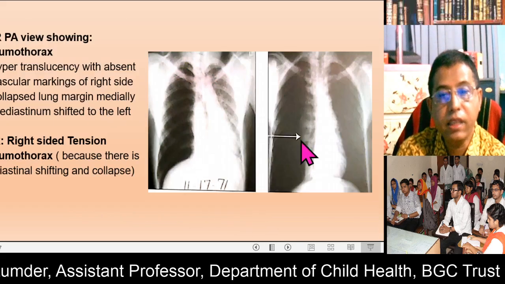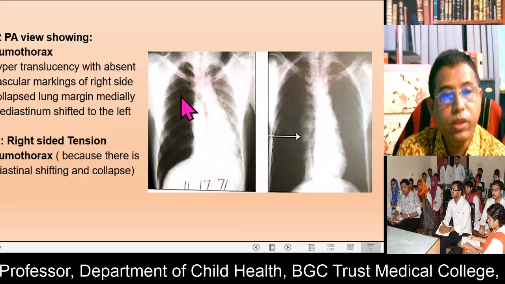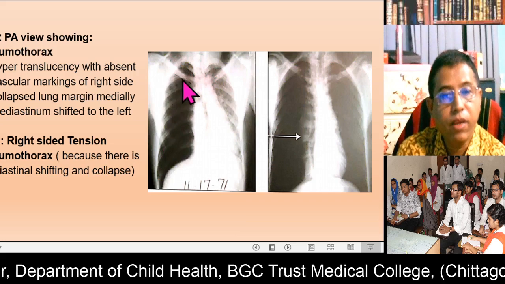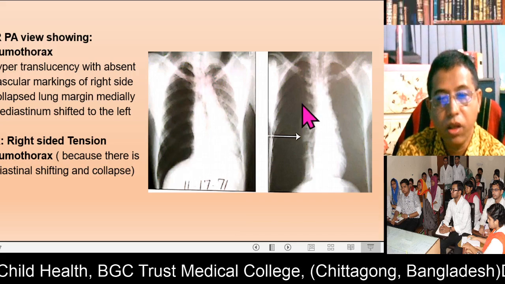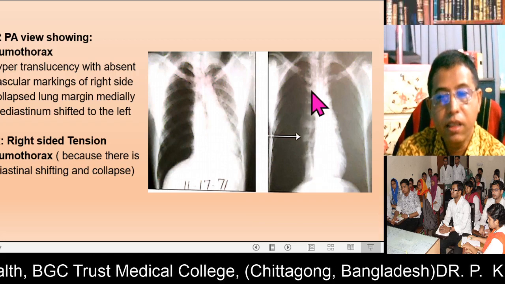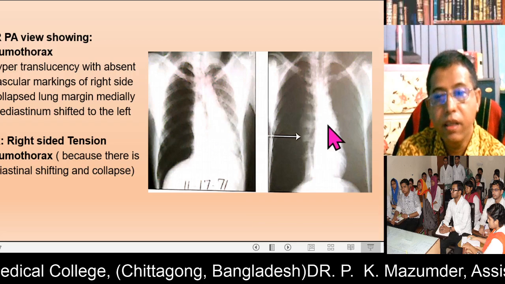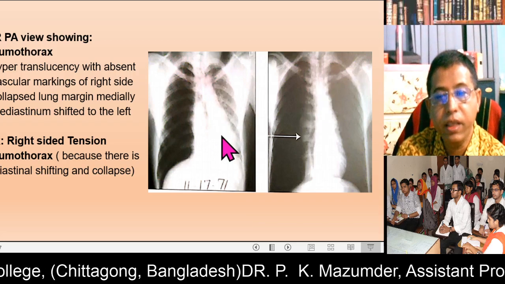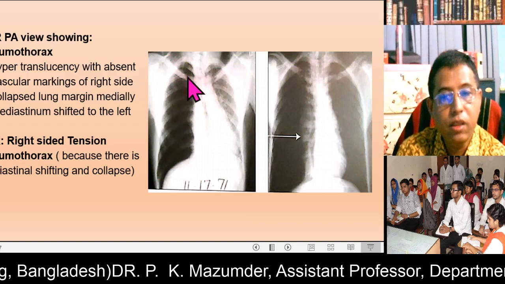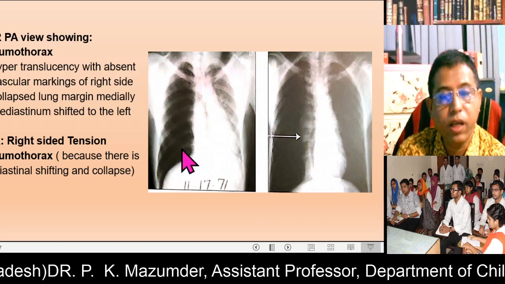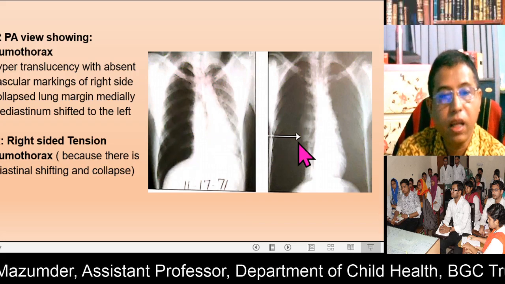And this is the X-ray of a pneumothorax. Hyperlucency with absent vascular markings on the right side. There is collapse of the lung margin medially, and the mediastinum is shifted to the left side. The trachea is shifted. So there is a right-sided pneumothorax. Which type of pneumothorax is it? It is a tension pneumothorax because there is mediastinal shifting and there is collapse of the lung.